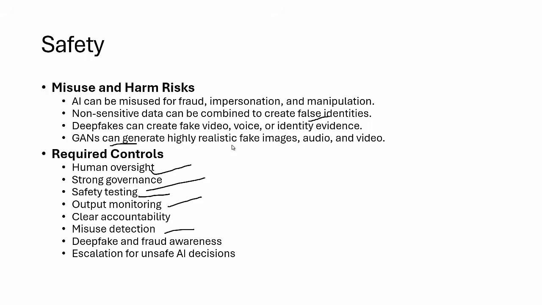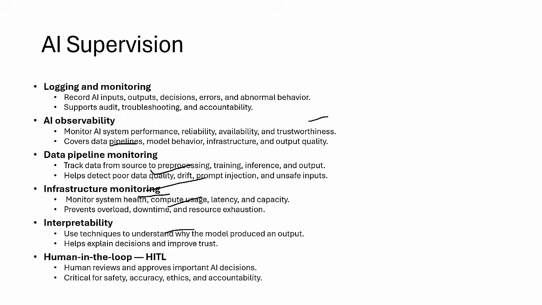So for that, what we did, we introduced some supervision. So supervision is like logging and monitoring, which is required, where we record all the AI input and output, and on a regular basis we check all these logs, which gives me the visibility on how to improve my AI system. Second is AI observability, confirm in the exam, where we monitor the AI system performance, reliability, availability, trustworthiness.